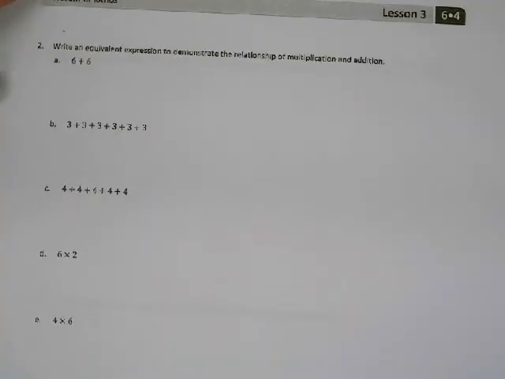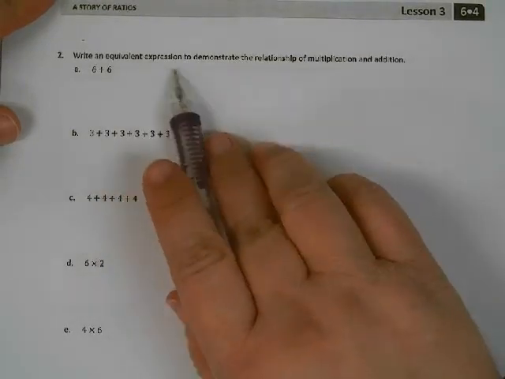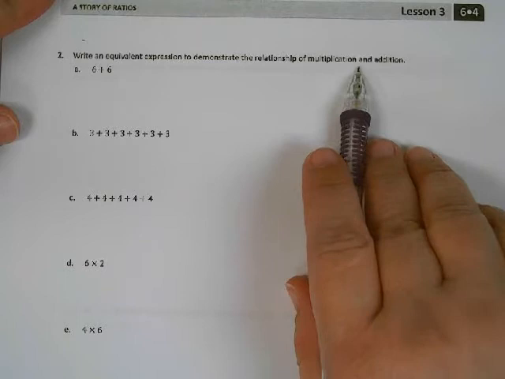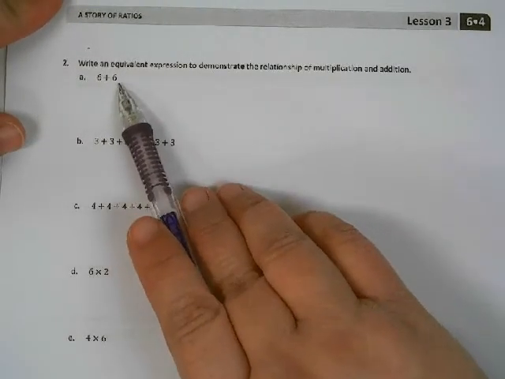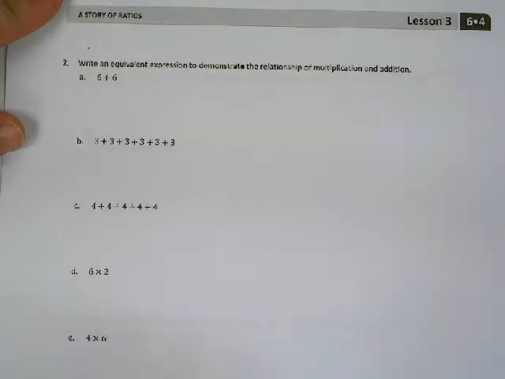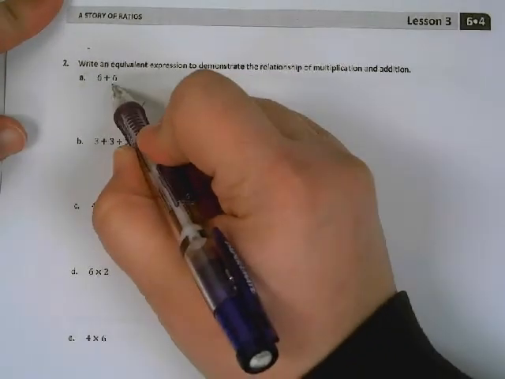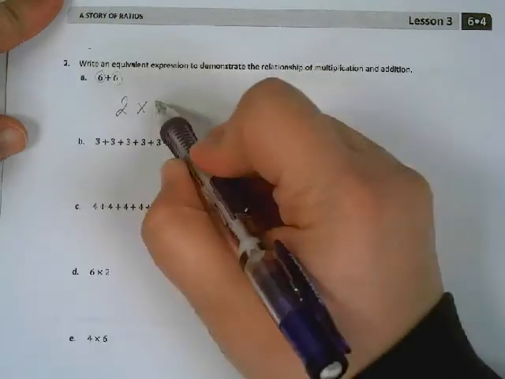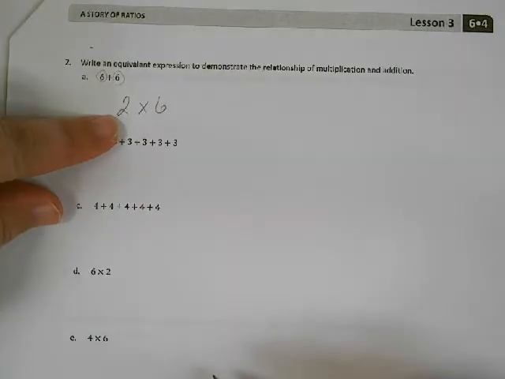Okay, let's go on to exercise number 2. We're going to practice a couple together. You're going to do a couple on your own. So it says, write an equivalent expression that demonstrates the relationship of multiplication and addition. So in A, I can see I have 6 and 6. So if I have 2 of the same number, I know that that's 2 groups of something. So 2 groups of, and I can see that this number is 6. So 2 groups of 6. So these 2 expressions are equivalent.